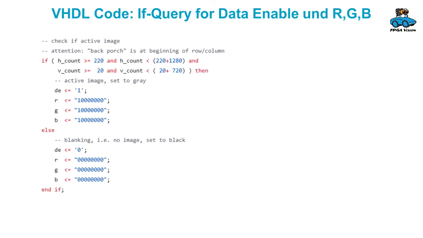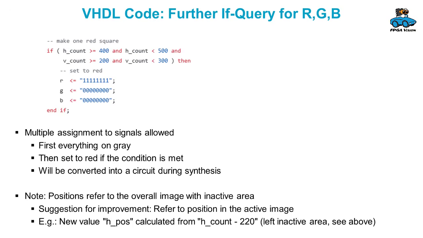Outside the active area we have no image, we set data enable to 0, and we set red, green, blue to black. So what we have now is an active image which is totally gray, so not very interesting. Therefore, we add further code. We add, in this case, a red square.